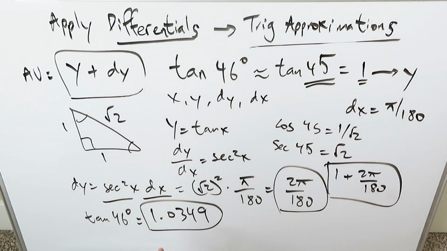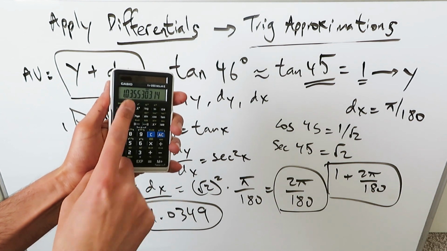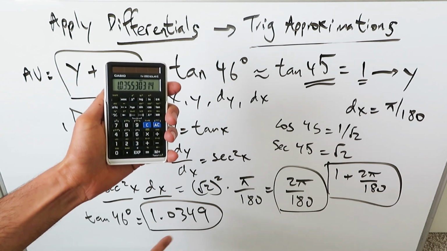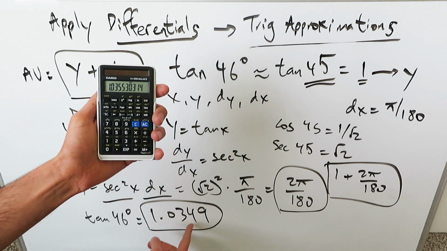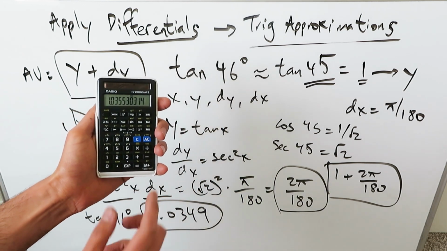So this is the value I get here using my approximations, but how off is it from the actual value? If I take tan of 46 on the calculator, I have 1.0355. It's slightly larger than this. My approximate value is coming slightly smaller than the value on the calculator. But how much smaller is it?